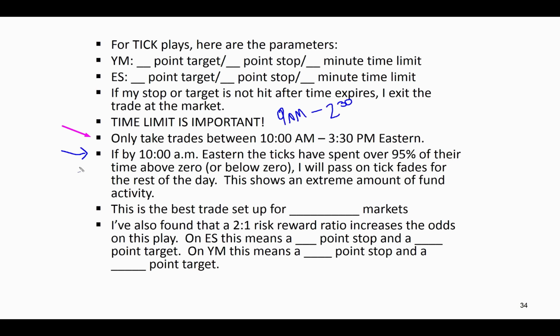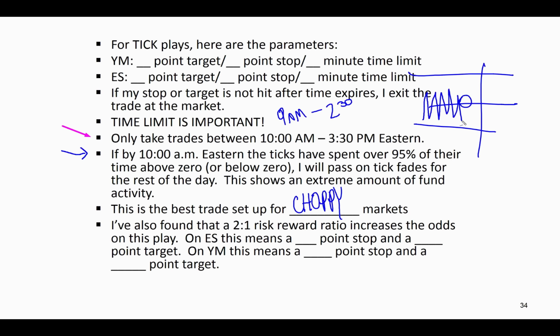Also, this is the best trade setup for choppy markets. So if you do get that first 30 minutes of the day, here's the ticks and here's the zero line. If in that first 30 minutes we're in between plus and minus 600 and spending, give or take, equal time on both sides, I get really excited about a tick fade on that day, because there's a lack of conviction and a lack of direction, which sets us up for fading opportunities, which of course is fantastic.